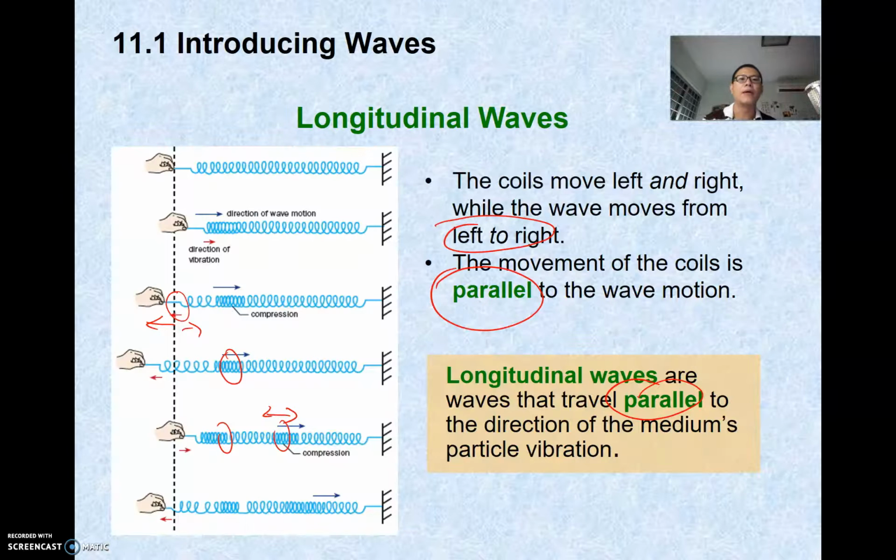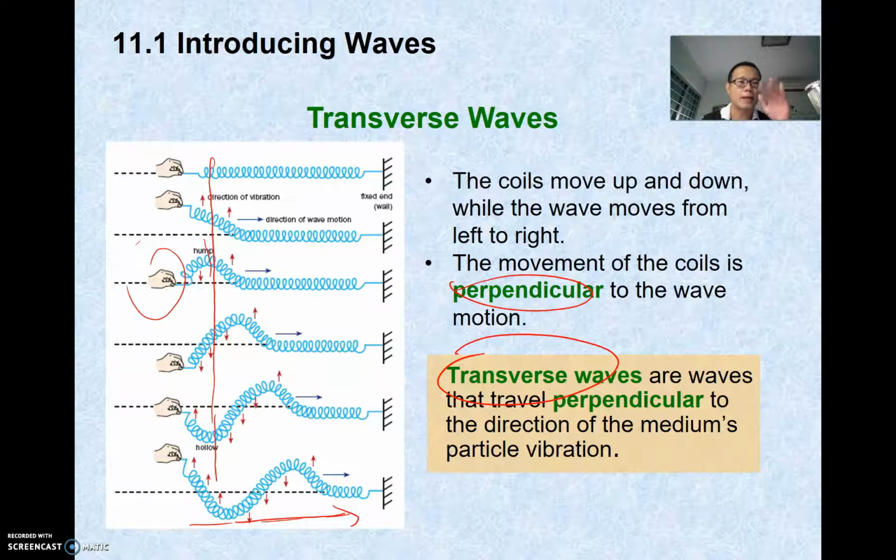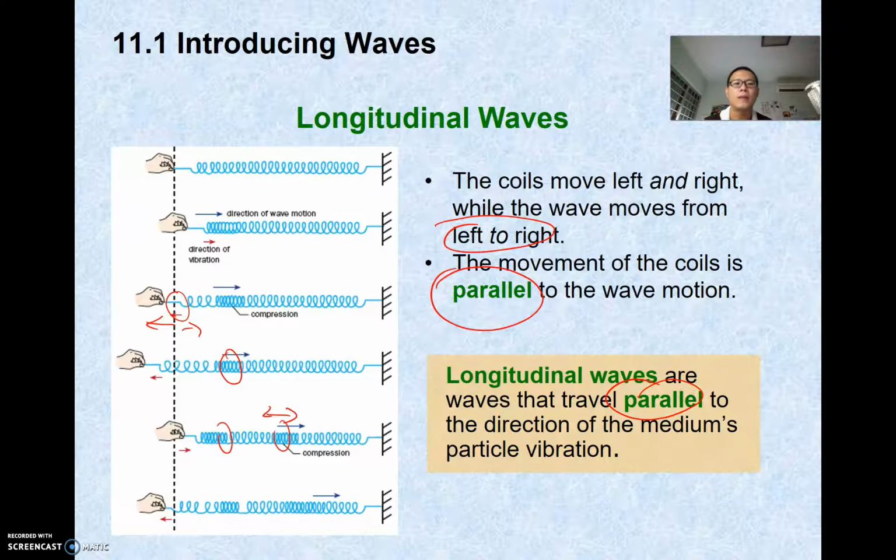Now, it might be a bit confusing, so that's why I prepared two animations for you to look at what we mean by transverse wave, whereby the particles are moving perpendicularly to the wave motion, and another animation that depicts a longitudinal wave, whereby the particles vibrate left and right, parallel to the wave motion, which is left to right also. Okay, now let's take a look.